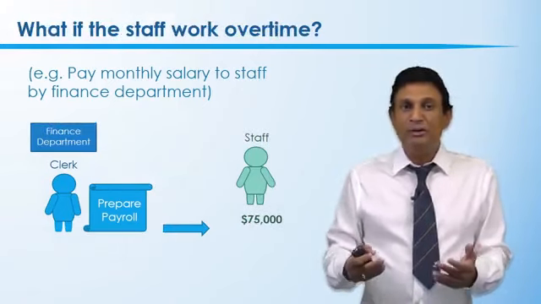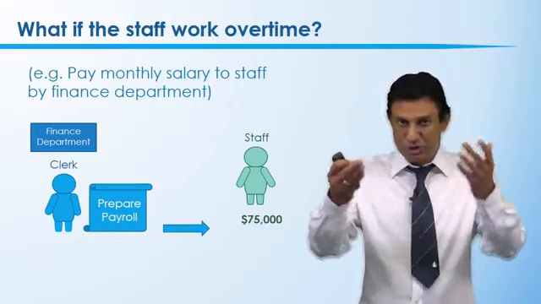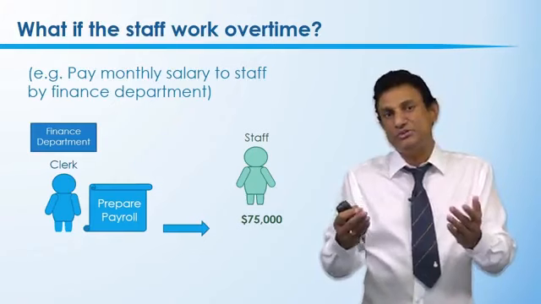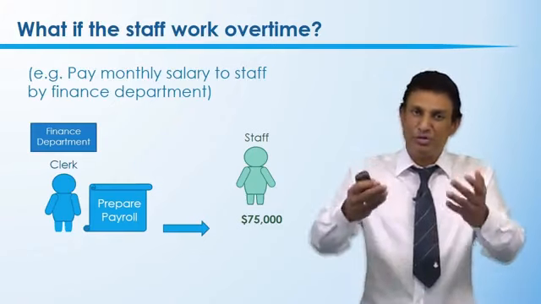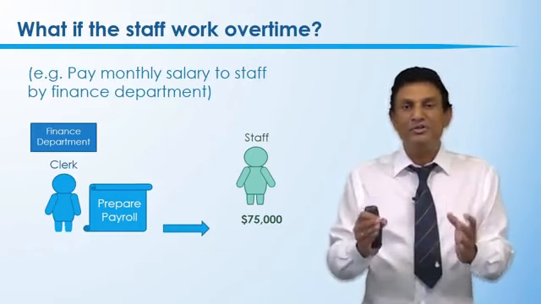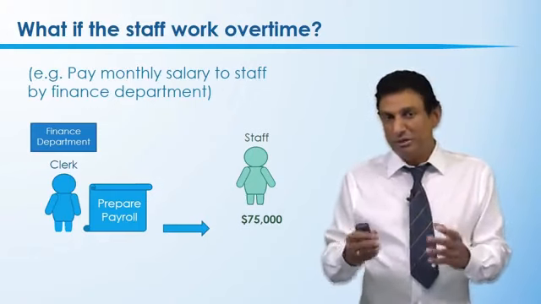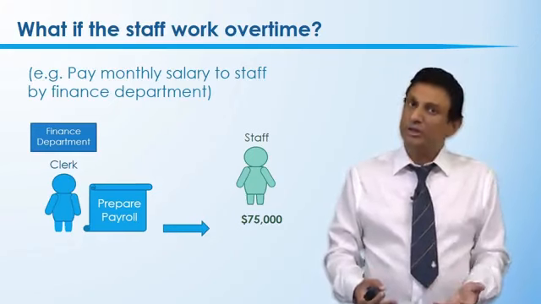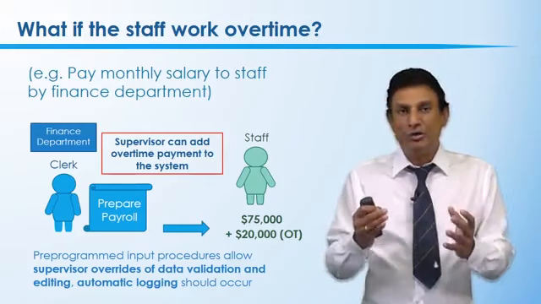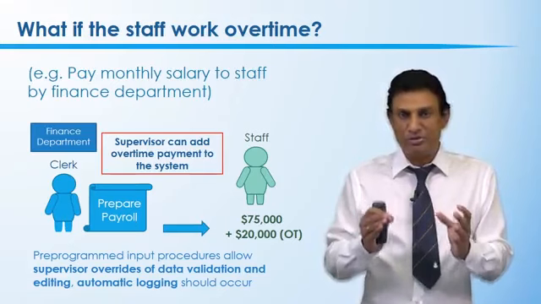But is it possible that a particular professor or employee, even though the maximum salary is 75,000, teaches some MBA or EMBA courses, or the employee works overtime, and legitimately the correct salary is more than 75,000? Then the clerk cannot input that amount because the system is going to reject it. So what can we do for that? Think about it. We have to think about this kind of scenario.